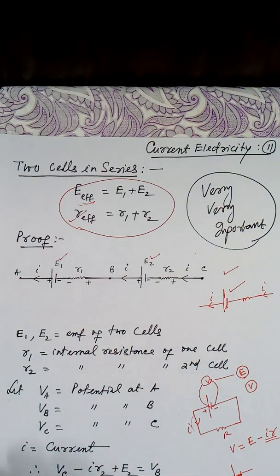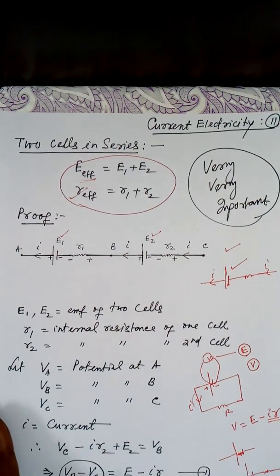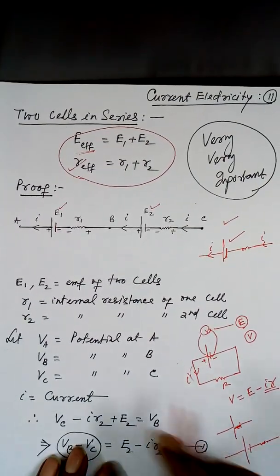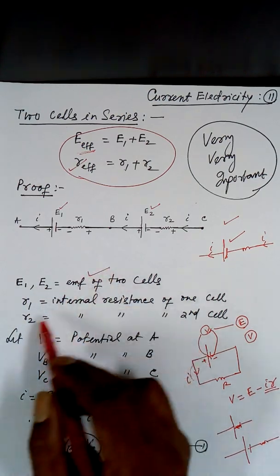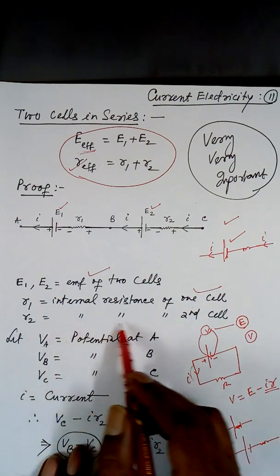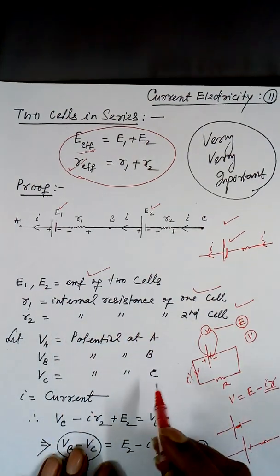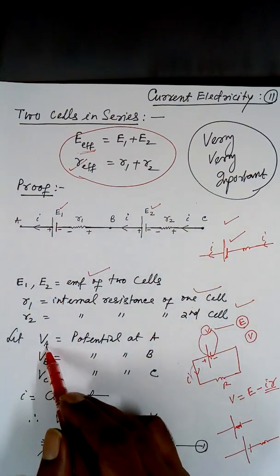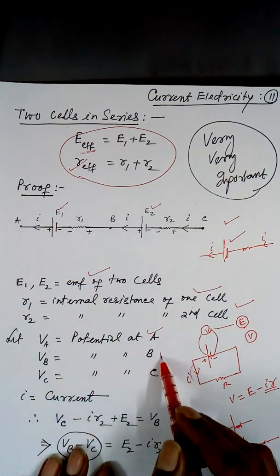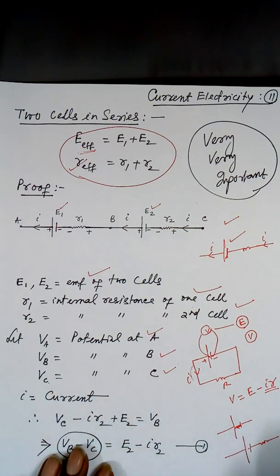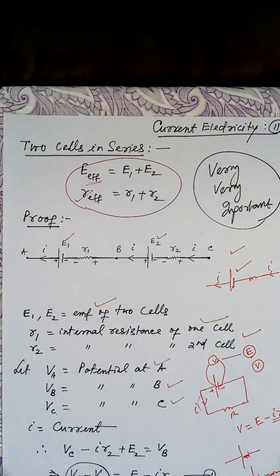This is very, very important, not for your school or board examination, but definitely for IIT Main and Advanced. Let E1 and E2 be the EMF of the two cells, R1 the internal resistance of one cell, this one, R2 the internal resistance of the second cell. I consider 3 points C, B, A. Let VA be the potential at A, VB the potential at B, VC the potential at C, and I the current.